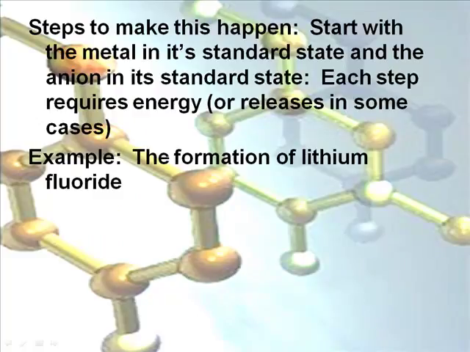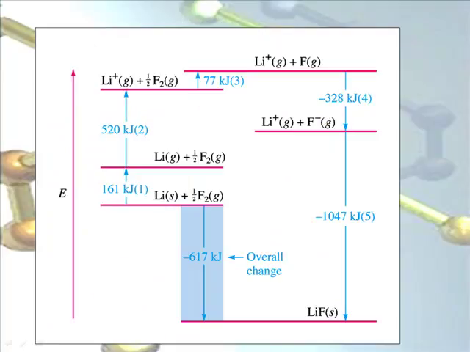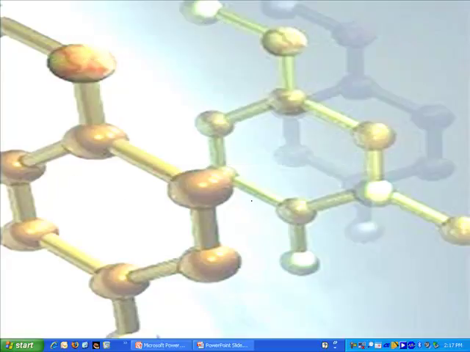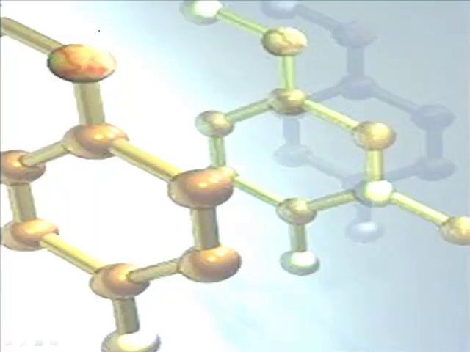All right, let's talk about how we would do this. These types of problems can get kind of crazy and have been a confusing thing, but it's not so terribly difficult. There are some steps to make this happen. You start with the metal in its standard state and the anion in its standard state, and each step requires energy. We're going to form lithium fluoride. Watch as I go through this step by step. If I have lithium metal in a solid state, that's its standard state, and I want to turn it first of all to a gas, you're going to have to put some energy in to do that.